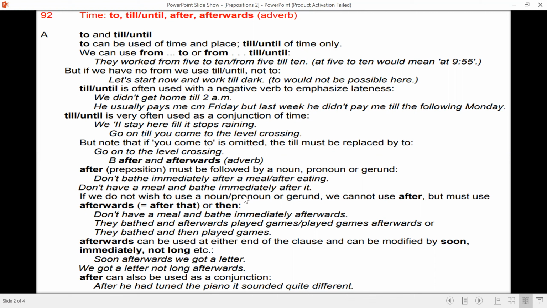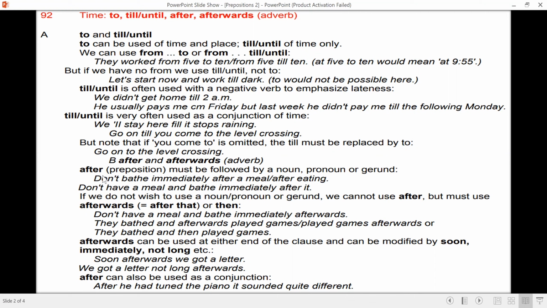Don't have a meal and bath immediately after it. Here you are using a pronoun after this after as a preposition. So whenever you want to use after as a preposition, this after must be followed by a noun, pronoun, or a gerund.